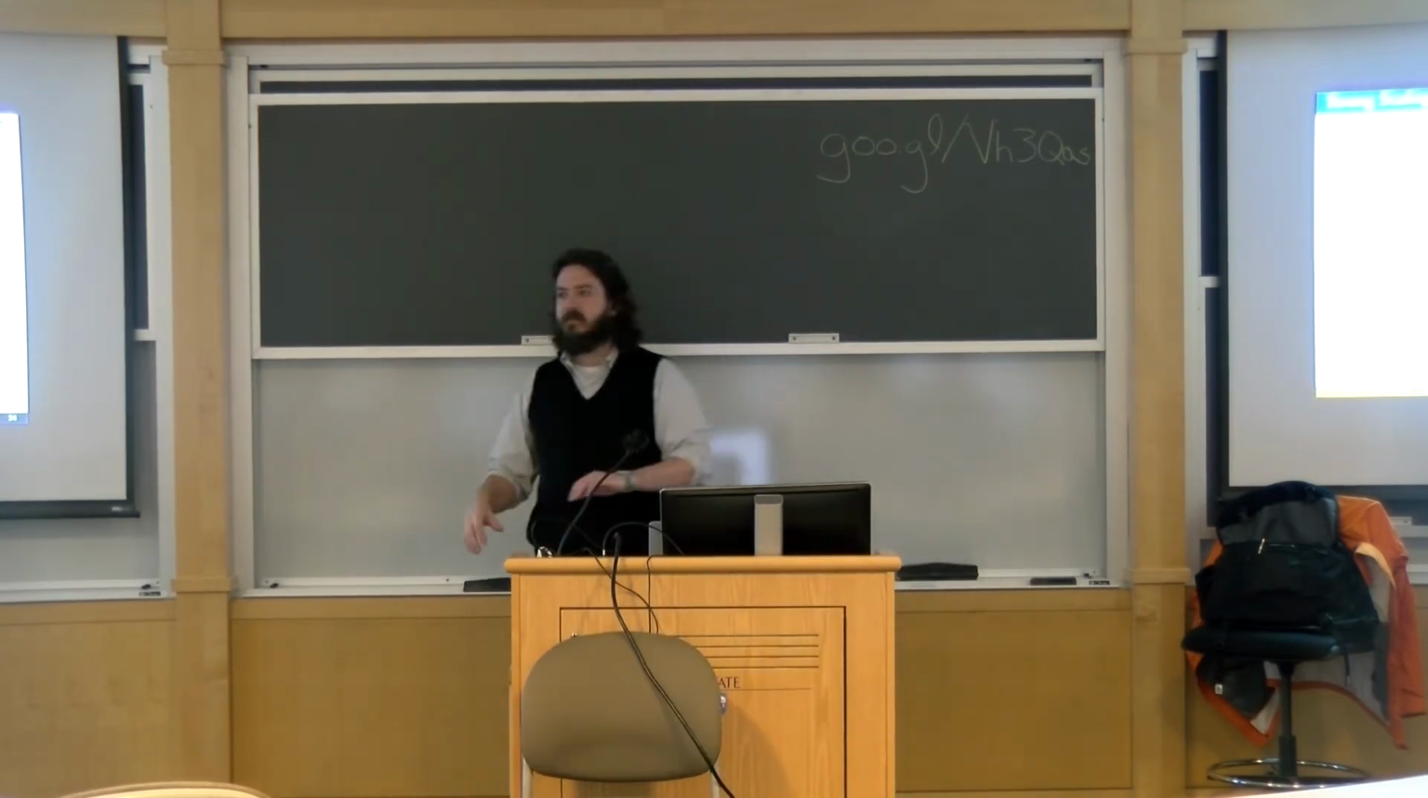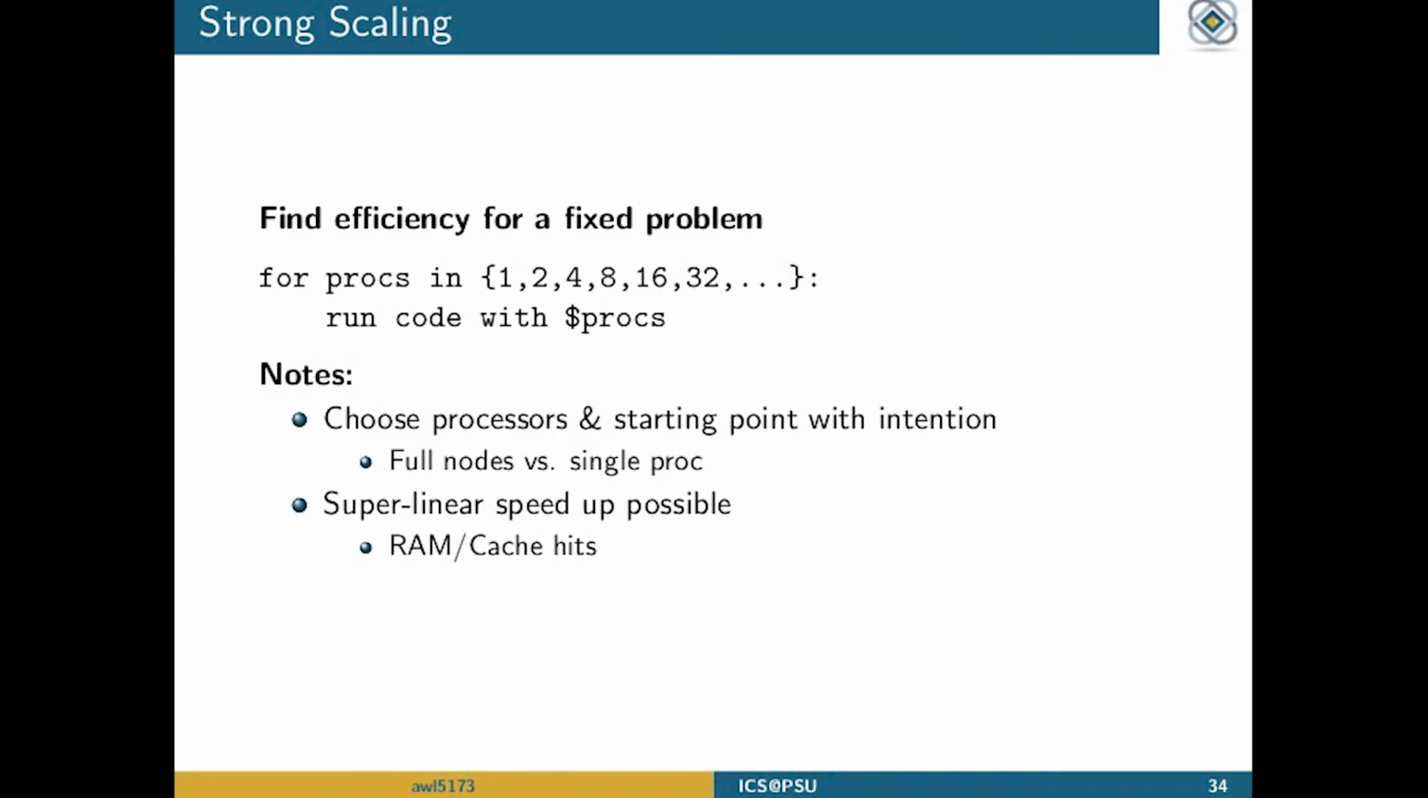But there's two types of scaling. Strong scaling is finding the efficiency for a fixed problem. If I have a problem this size, I'm going to run it on one processor, on 2, on 4, on 8, on 16, on however many processors, to figure out how efficient my code is when I scale to more processors. So we're going to choose both the number of processors that you run on, as well as the starting point for your normalization, with a little bit of intention, with a little bit of purpose there.